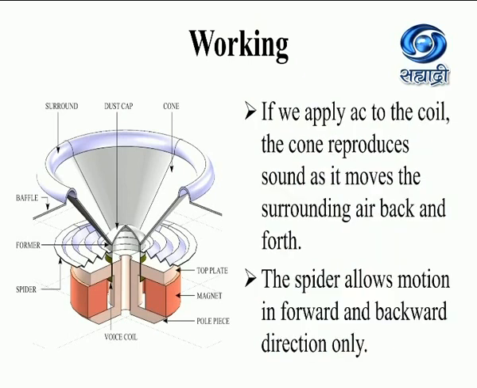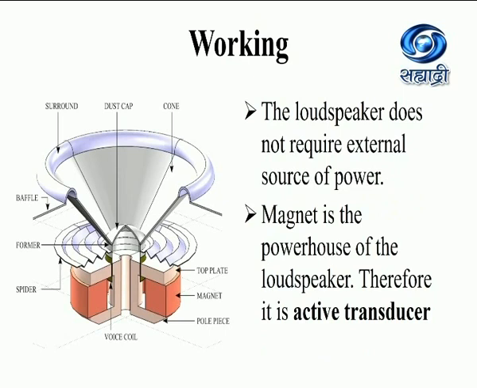So if you apply AC to that coil, the cone reproduces sound as it moves the surrounding air back and forth, and we will get the sound energy. And the spider allows motion in the forward and backward direction only. So this type of transducer does not require any external source of power.